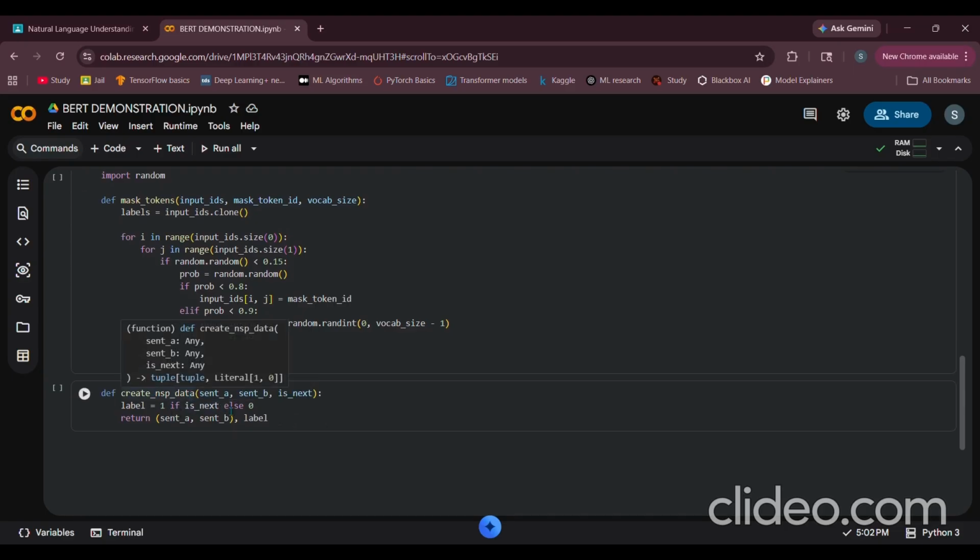And this is the section used to create the data for the next sentence prediction task. If the next sentence does in fact follow the previous sentence, then the isNext label is set to 1, and if it does not follow the previous sentence, the label is set to 0. And this label is returned to the original model.